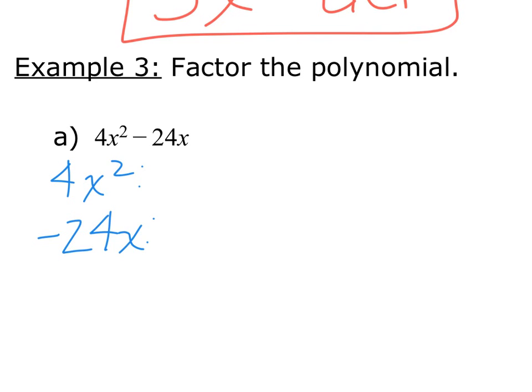All right, let's do 4x squared first. 4 is not prime. What goes into 4? 2, 2 times. So that's 2 times 2. That one was easy, no birthday cake needed. And then x squared is x times x.